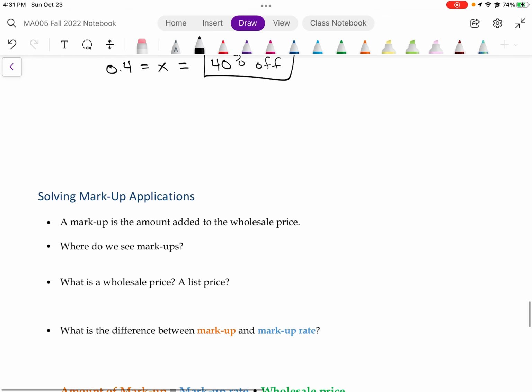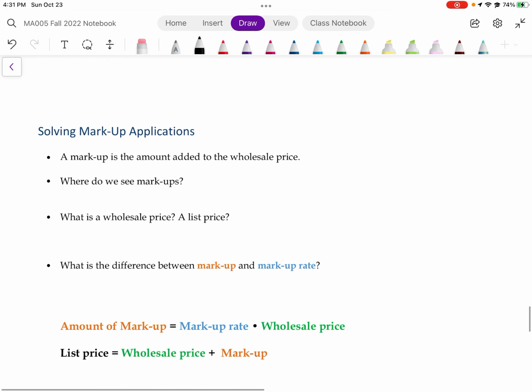All right, so markups are very similar to discounts. A markup is the amount added to a wholesale price. Where do we see markups? Well, again, in retail stores, right? So what is a wholesale price? Well, that is the price that they buy from the factory or some middleman, maybe, depending on what it is. And a list price is what we pay, after the store has marked it up and made a profit.